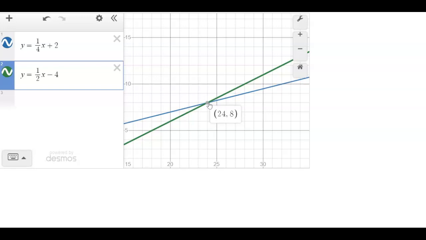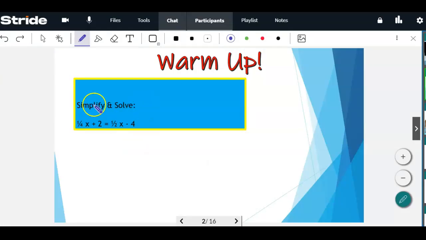So x is equal to 24 on that answer. Okay, so let's go ahead and see what we're doing.